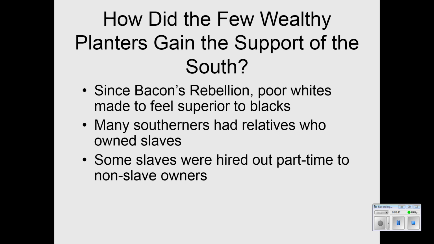Some slaves were also hired out part-time to non-slave owners. This was a horrible experience for the slaves because those who rented their services would usually treat them very badly and try to squeeze as much work as they possibly could from these temporary workers. There was also a sense of regional pride. The Southerners came to see slavery as central to their way of life, and they resented any interference in their system from the North.